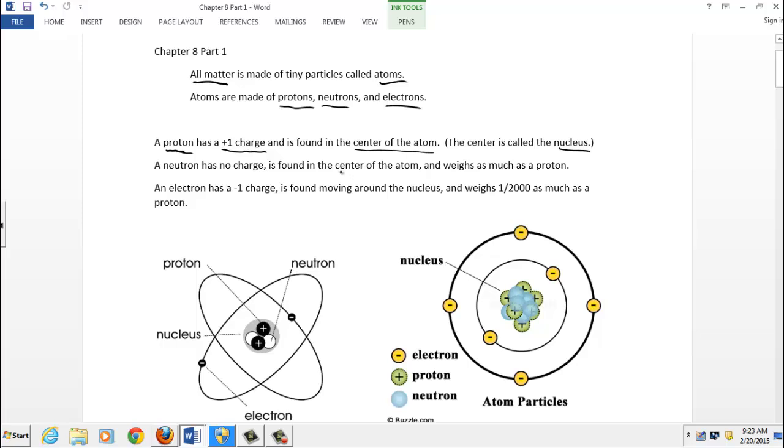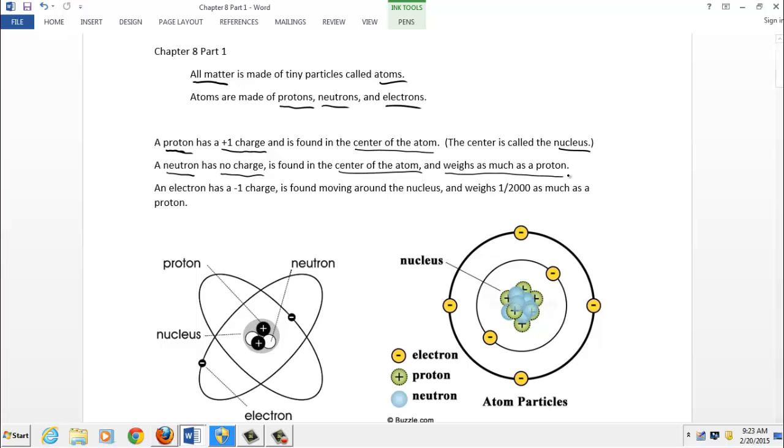Also found in the center of the atom are neutrons. These neutrons don't have any charge. They're zero charge, or neutral, or just no charge. And it turns out they weigh about as much as a proton, so they have about the same mass.